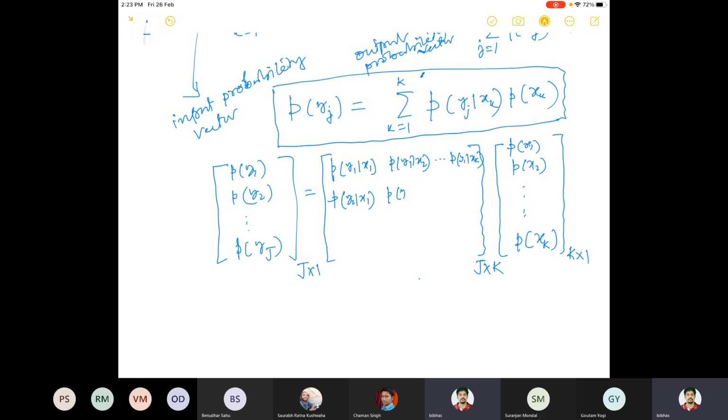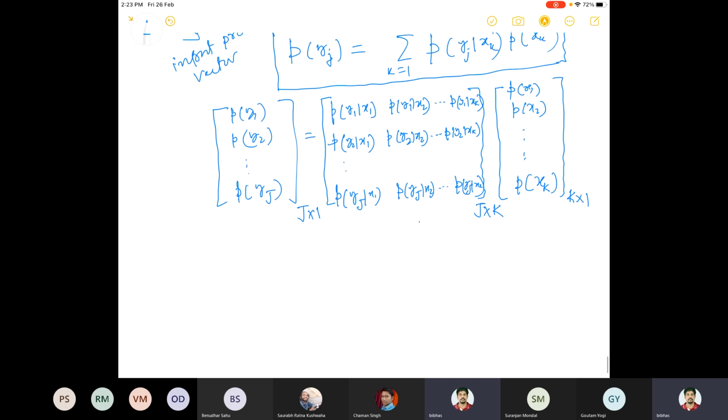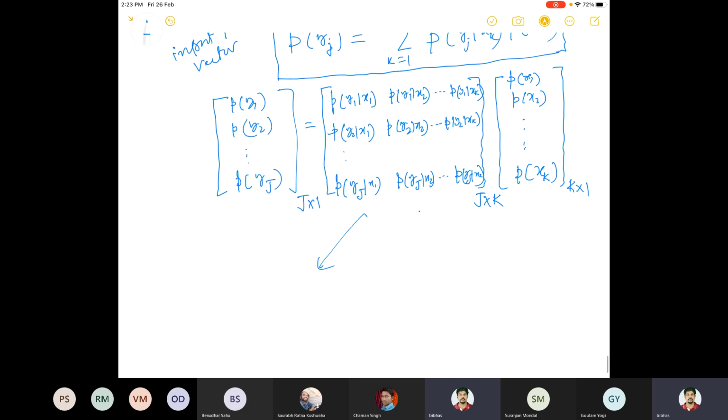So this is what is called probability of y2 given x1, probability of y2 given x2, and dot dot dot probability of y2 given xk. And similar here, probability of yj given x1, probability of yj given x2, and dot dot dot probability of yj given xk. Now, okay, so this is a nice matrix. What we can observe here is this is actually called the channel matrix, because this represents the channel. So this matrix has entries which are conditional probabilities and which define the channel. This is called the channel matrix.